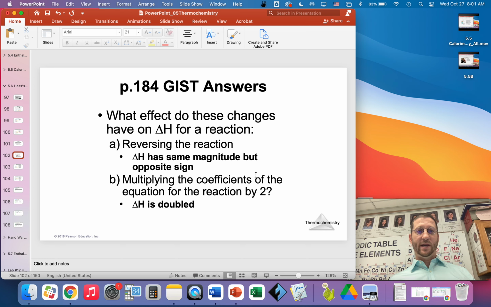All right, so reversing the reaction, hopefully you figured out that the delta H would have the same magnitude, but the opposite sign. So if it was negative 890 kilojoules the first way, the reverse reaction would have a positive 890 kilojoules. If you double the reaction, the delta H would be doubled as well, and that's because delta H, as long as it's not in a molar ratio or per gram ratio, for a reaction is an extensive property. The amount of heat corresponds to how much reactants and products there are.